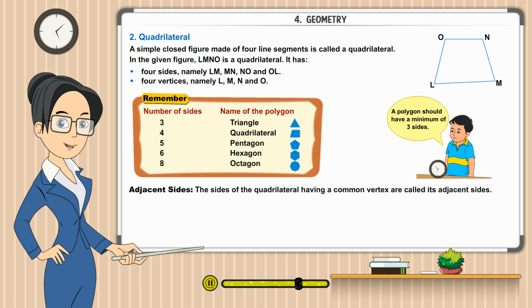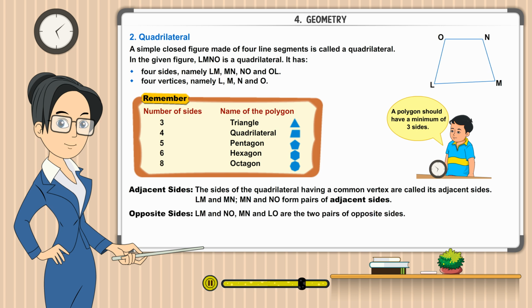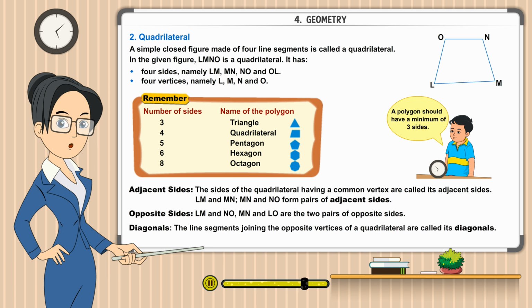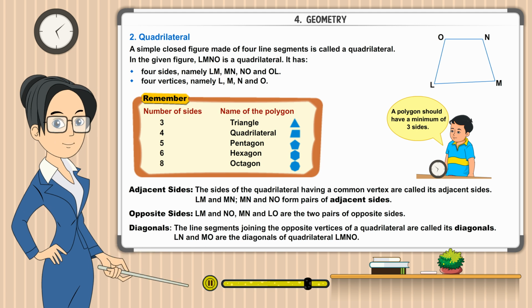Adjacent sides. The sides of the quadrilateral having a common vertex are called its adjacent sides. LM and MN, MN and NO form pairs of adjacent sides. Opposite sides. LM and NO, MN and LO are the two pairs of opposite sides. Diagonals. The line segments joining the opposite vertices of a quadrilateral are called its diagonals. LN and MO are the diagonals of quadrilateral LMNO.